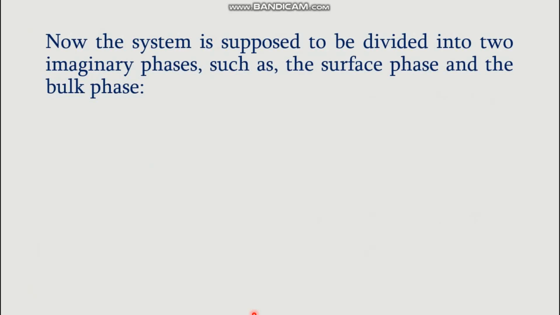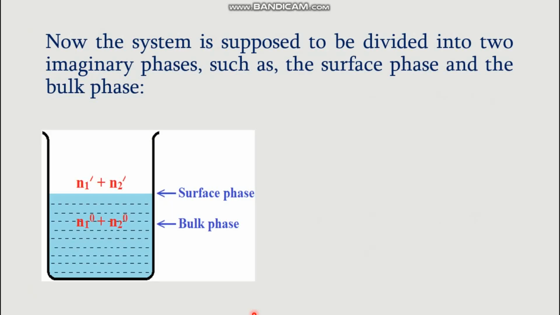Now the system is supposed to be divided into two imaginary phases, such as the surface phase and the bulk phase, like this. This is the surface phase and this is the bulk phase. So you have the solvent molecules n1 number and solute molecules n2 numbers. So n1 is nothing but n10 plus n1 prime. N10 is the number of solvent molecules present in the bulk. N1 prime is the number of solvent molecules present in the surface. Similarly, N20 is the number of solute molecules present in the bulk, whereas N2 prime is the number of solute molecules present in the surface.